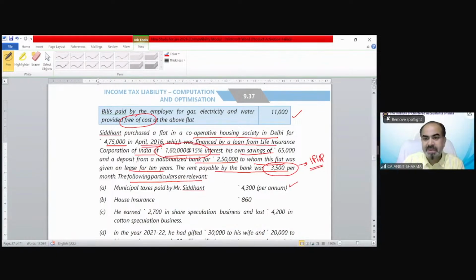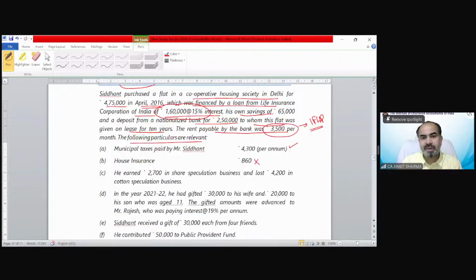Municipal tax has been given in the question. House insurance is not relevant; there is no treatment of house insurance under income from house property. He earned 2,700 in share speculation business and lost 4,200 in cotton speculation business. In the year 21-22, he had gifted 30,000 to his wife.